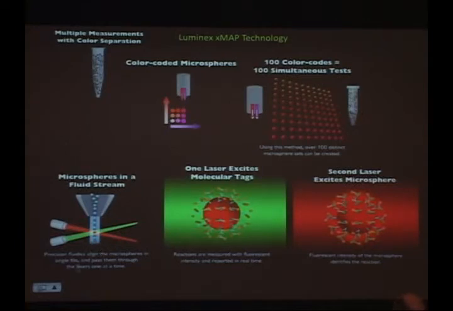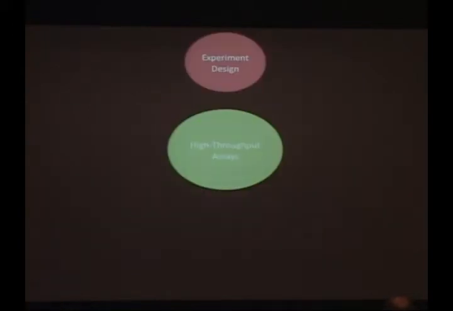You excite them with lasers, one green and one red. One laser excites the molecular tags, and the other gets the address for the microsphere, identifying which cytokine it is. So this is the basic concept of the Luminex.